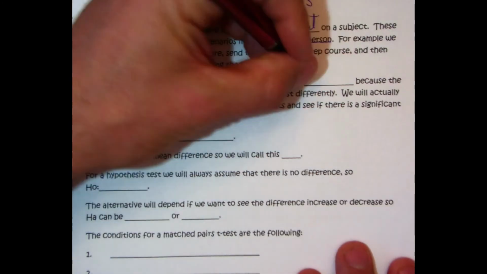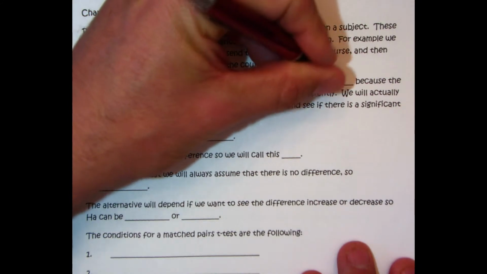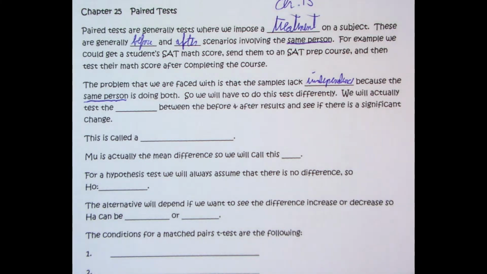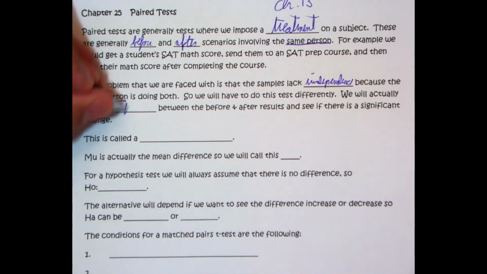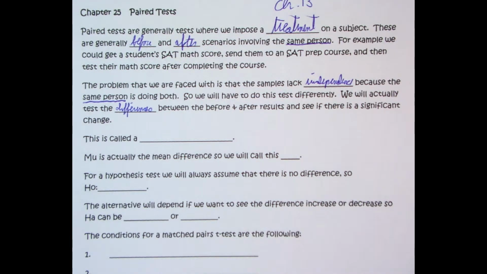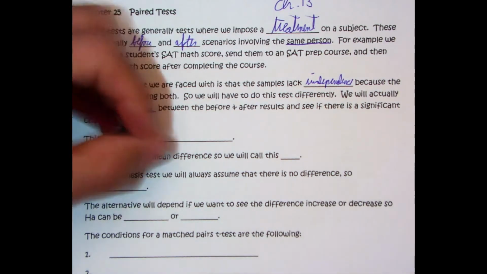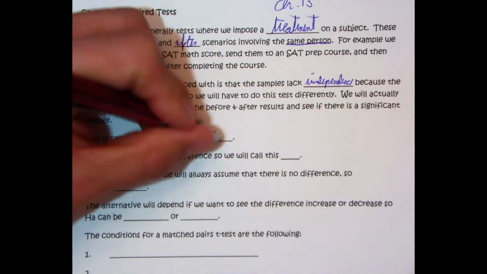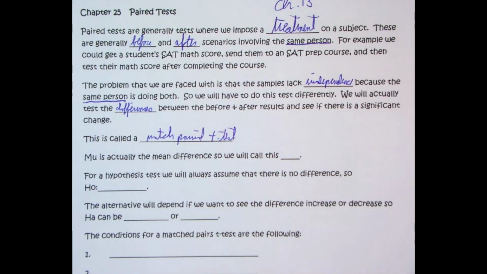Okay, so the problem we face is that these lack independence, because the same person is doing both. So you can't say they're independent samples. They're not independent samples, so we have to do this test differently. We will actually test the differences between the before and after results and see if there is a significant change. This is called a matched paired t-test, or you could call it a paired t-test. Mu is actually the mean difference, so we call it mu sub d.